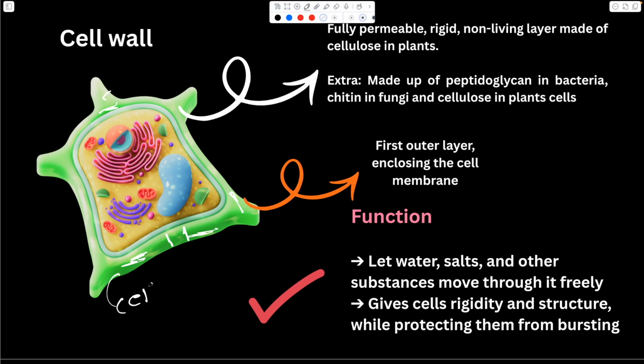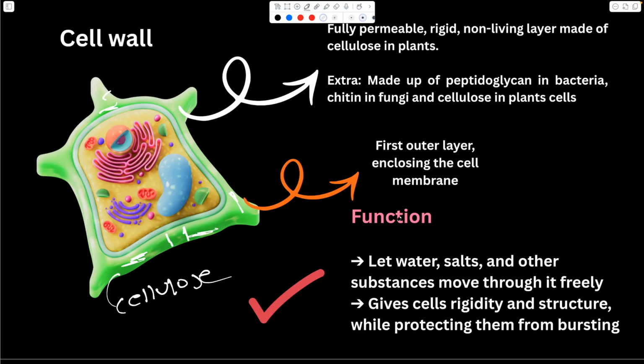In plants, it is made up of cellulose. However, in bacteria, it is made up of peptidoglycan. In fungi, it is chitin. And for plants, it is cellulose, right? It is a thick layer. But the cell wall has a very important function: it helps to maintain rigidity. It gives a rigid structure to the cell, and also this structure helps the plant cell from bursting.